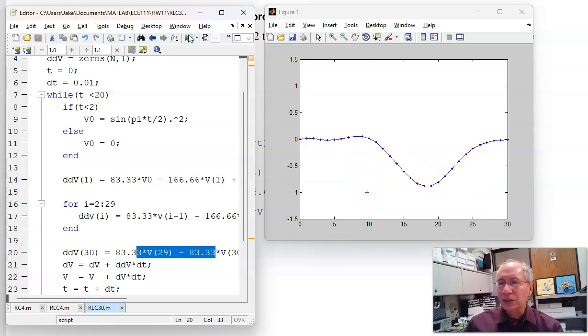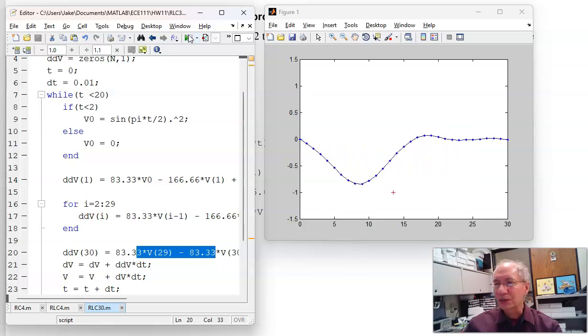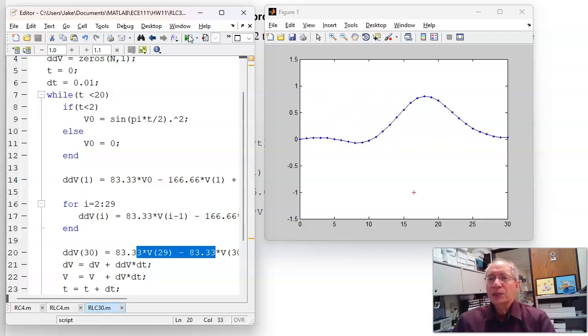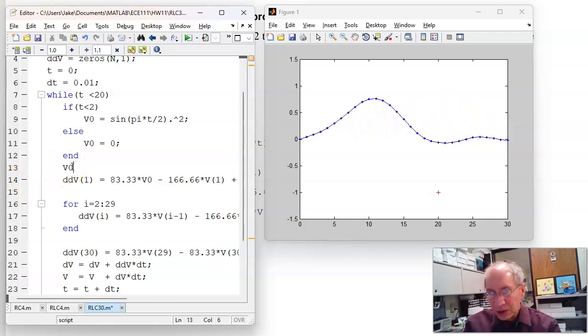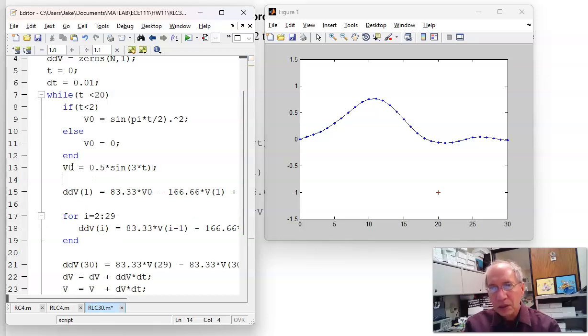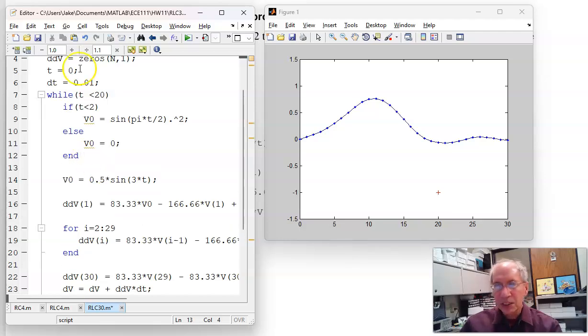And it's not just RLC circuits. Anything that satisfies the wave equation has this characteristic, be it bridges, traffic, buildings, transmission lines, you name it. Anything that satisfies the wave equation behaves like this. So this creates a problem. How do I stop reflections? Reflections actually cause trouble. To see how they cause trouble, let's change the forcing function to be 0.5 sine of 3t.